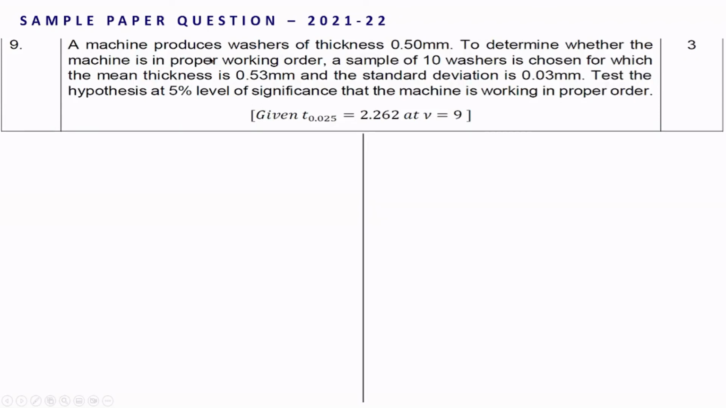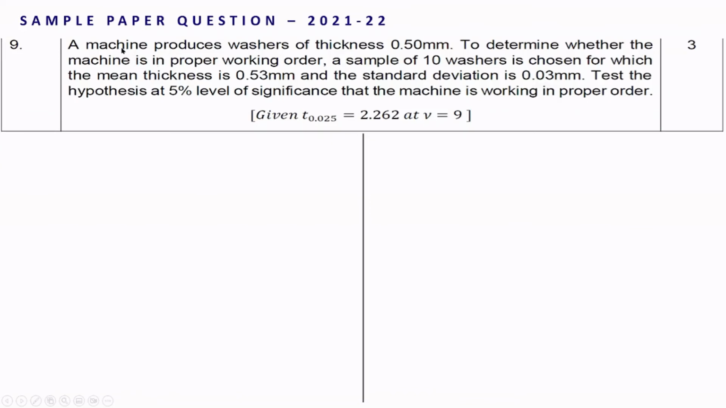A machine produces washers of thickness 0.5 millimeter. To determine whether the machine is working in proper working order, a sample of 10 washers is chosen for which the mean thickness is 0.53 millimeter and the standard deviation is 0.03 millimeter. Test the hypothesis at 5% level of significance that the machine is working in proper order. Given t 0.025 equal to 2.262 at nu equal to 9.